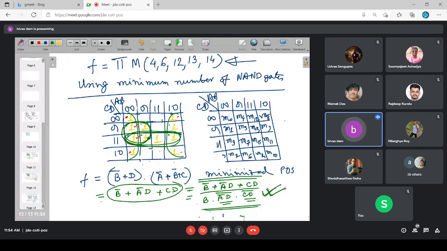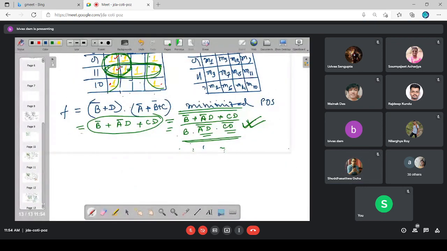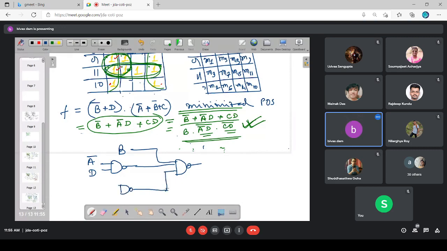If you look at the circuit, finally I have a 3 input NAND gate. Before that, one input of the 3 input NAND gate is B, and the second input is A bar D complement. So here I have one NAND gate, here I have one B, here I have A bar D complement, that means A bar D, and here I have CD now, right? So this is your function. Okay.